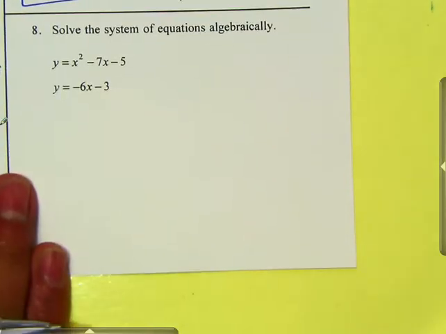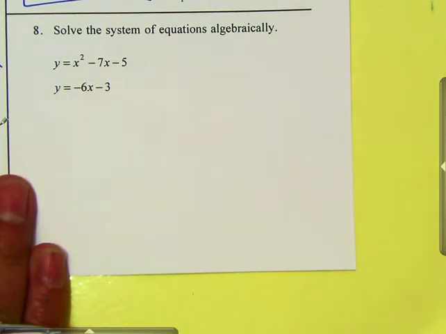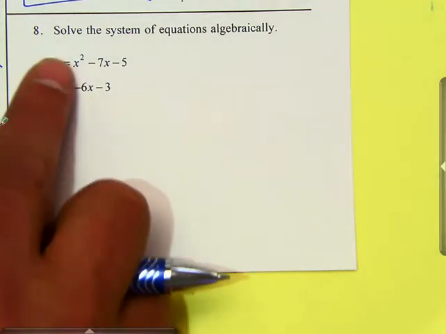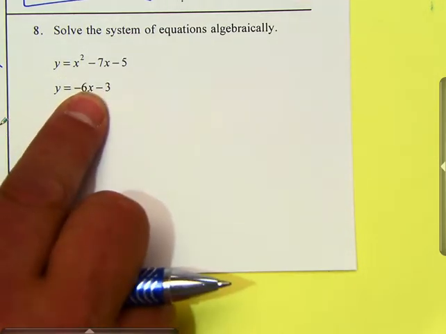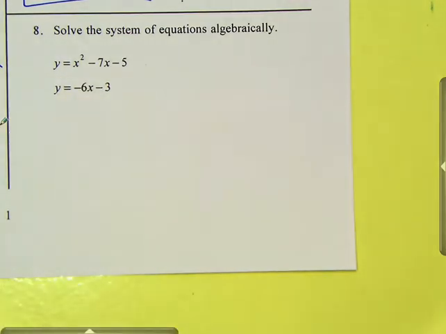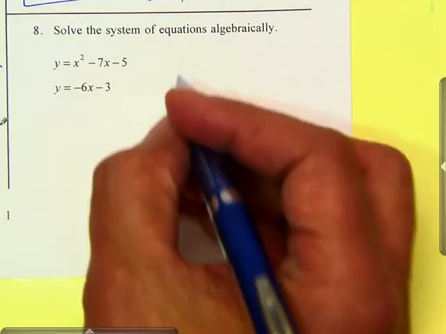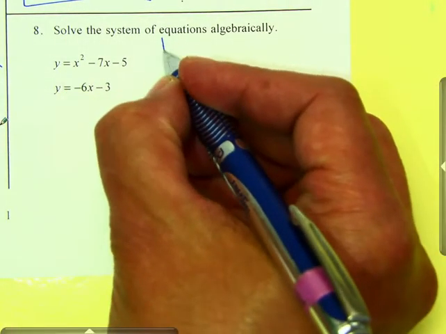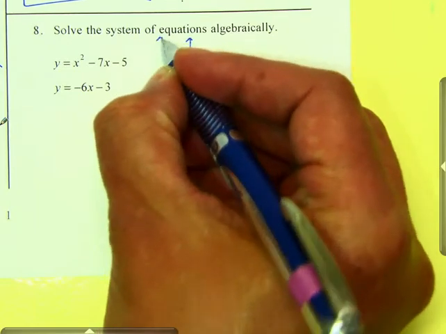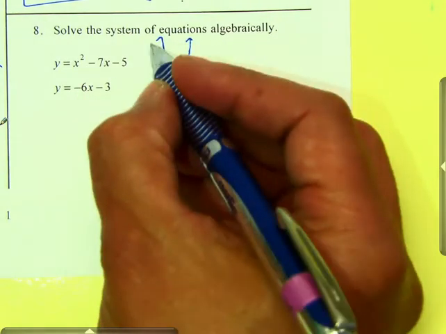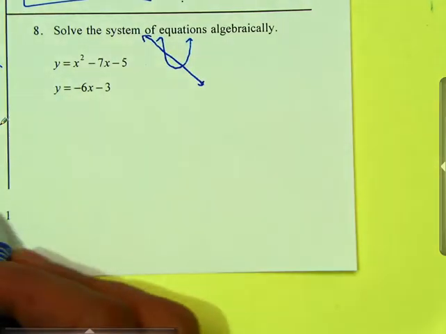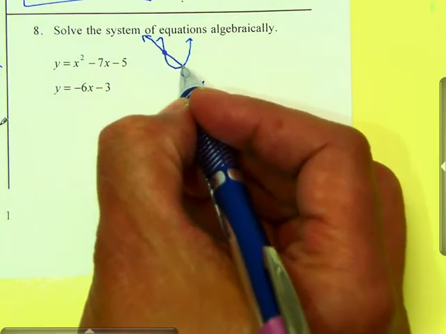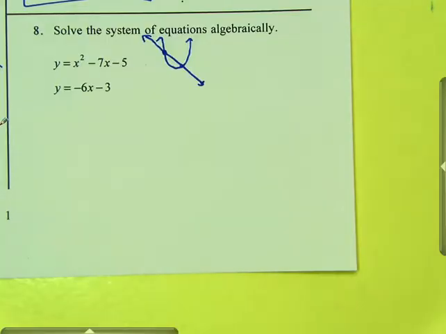Problem number 8. Solve the system of equations algebraically. So now we have a system because we have two equations, but now we have a quadratic equation and a linear equation. So we probably end up with two solutions. Remember, this is a parabola, so it's facing up. And the slope is negative for this line, so you'll be crossing, but you'll be crossing at 2 points, or 1, or none.